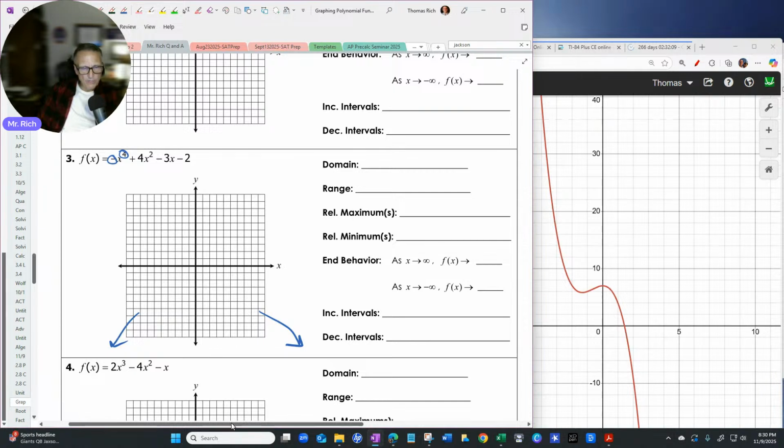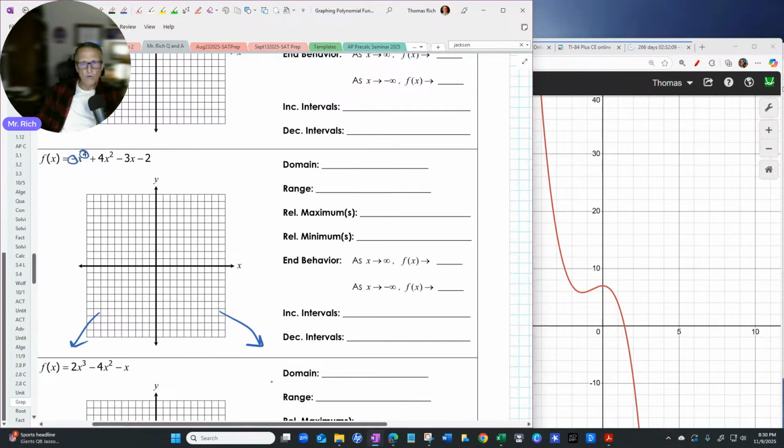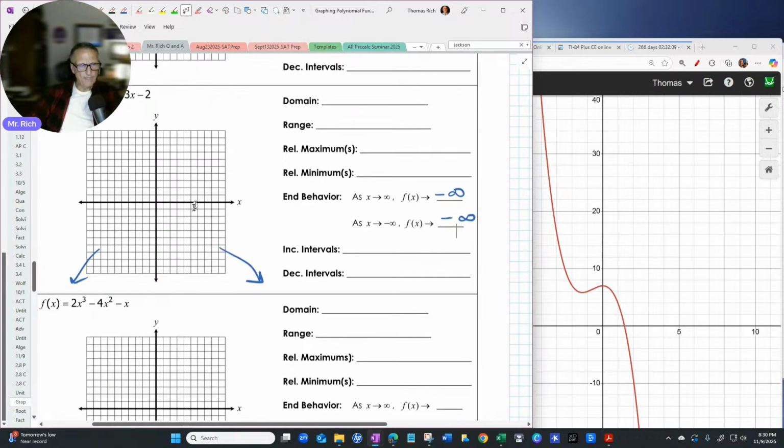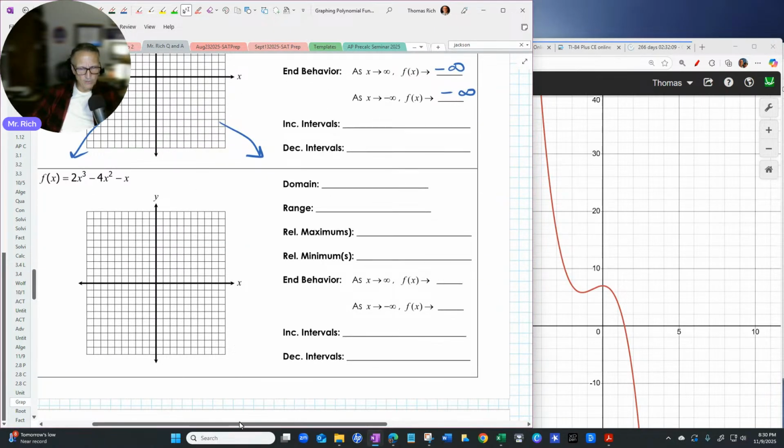So here's how we express that. We say as x goes to infinity, meaning as you go to the right on the graph, the y values are going to go down towards y values of negative infinity. This says as you go to the left, the y values are going to be going also down to negative infinity. All right, let's do one more, and let's do one that is an odd degree.